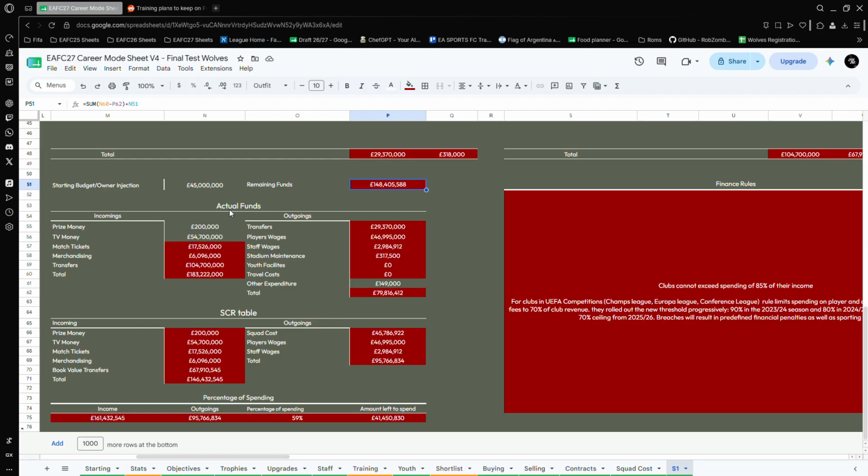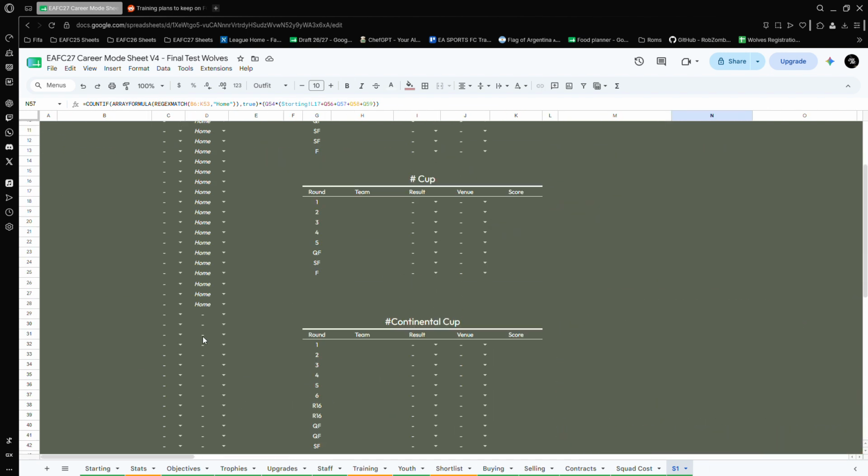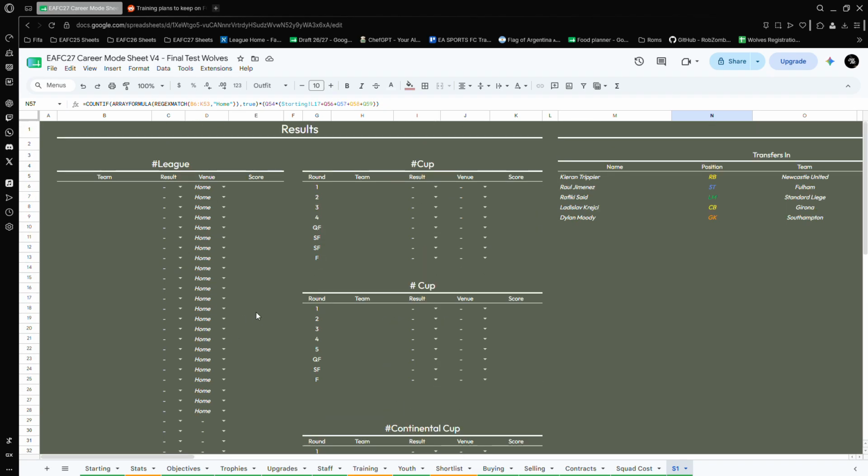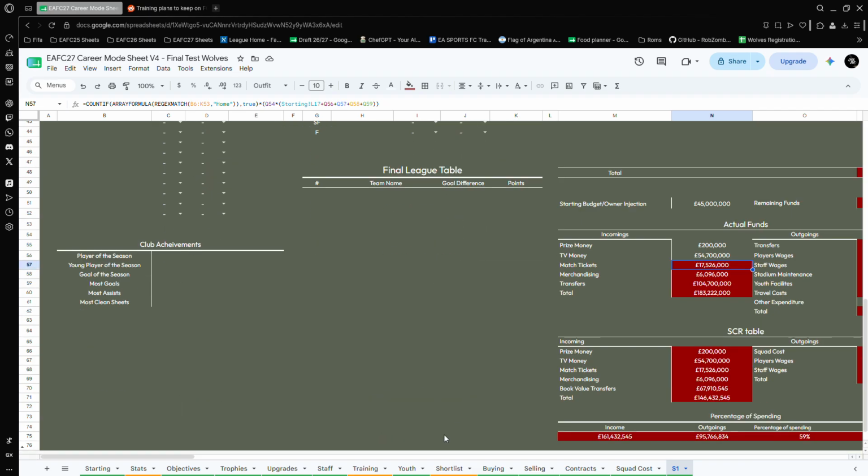Underneath, you can see it's got actual funds. This is going to work out how the club's money is working. So if you're spending too much, it'll go into the minus, and that'll tell you you've got no budget next season and whatever else. As you can see, the prize money is quite low in the Championship, but the TV money with the parachute payments is quite high. Match tickets, like I said, are worked out based on how many home games you've got. So the more home games you've got, the more money you're going to get. So cup runs are quite important now.